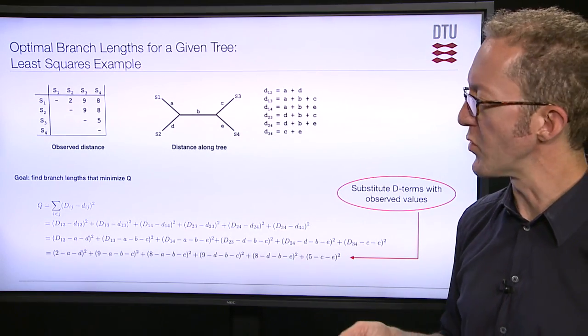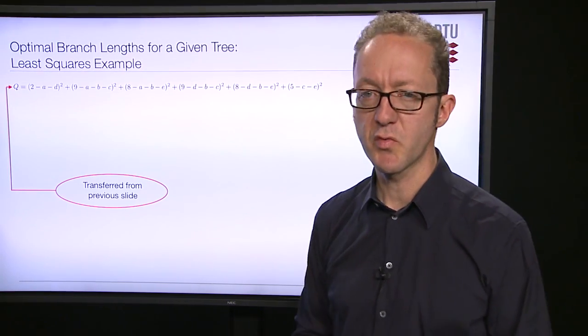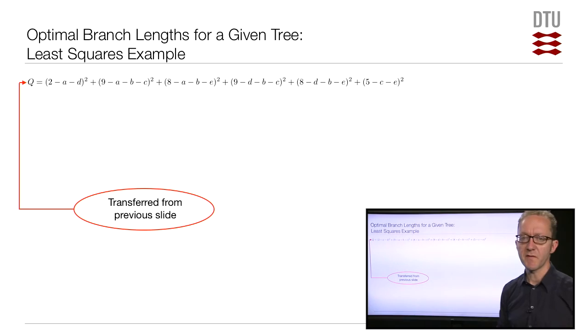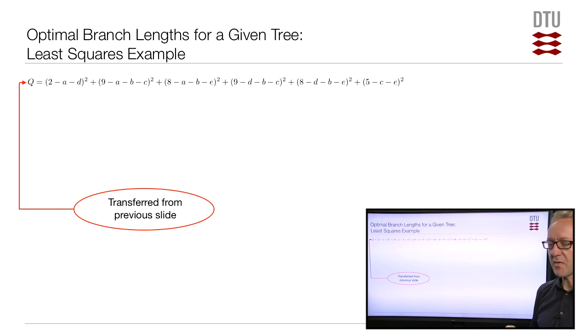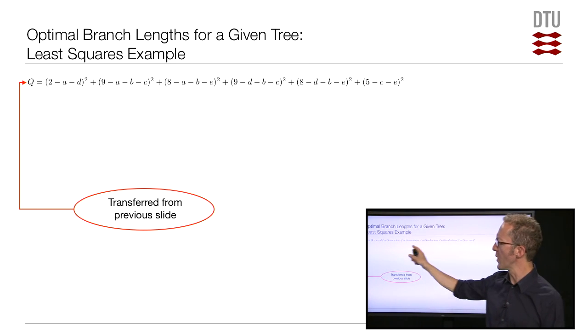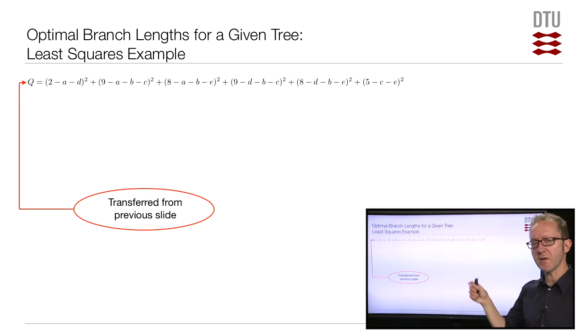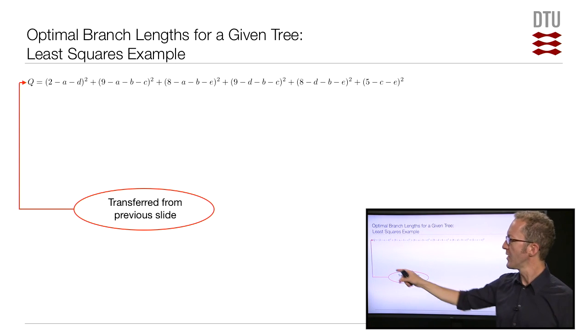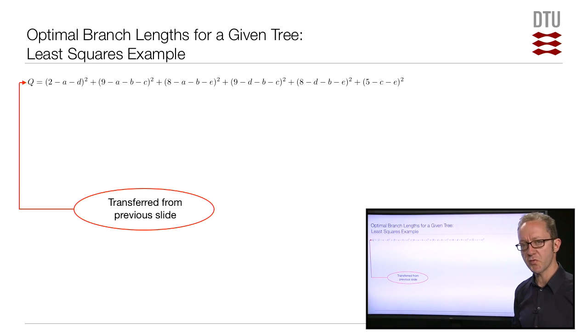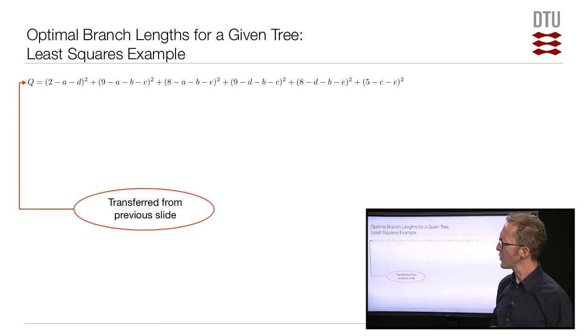Let's move that to a new slide so we have more space to work on. This is how Q depends on these 5 branch lengths. I remind you that the goal here is to find these branch lengths. We don't know what the branch lengths are. We're trying to find good values for these branch lengths such that this value becomes as small as possible. That's the problem we're trying to solve here. How could we move on with this?